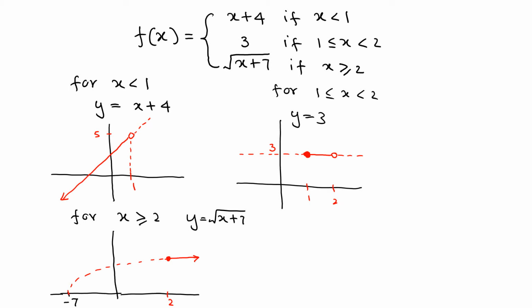That's a part of the function because it's only valid for x greater than or equal to 2. And you can see the value 3 over there, because if you plug in 2, you get the square root of 2 plus 7, which is 9. The square root of 9 is 3, so you get 3 over there.